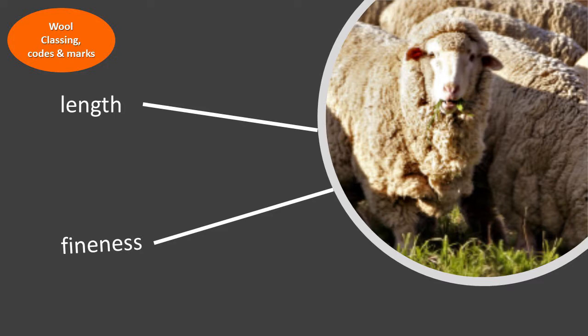Raw wool is classed according to aspects that include length and fineness. Wool can be divided into 9 length categories.